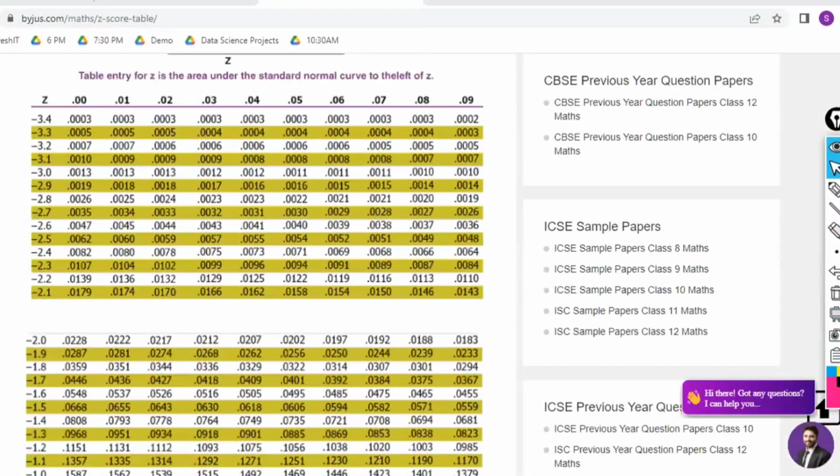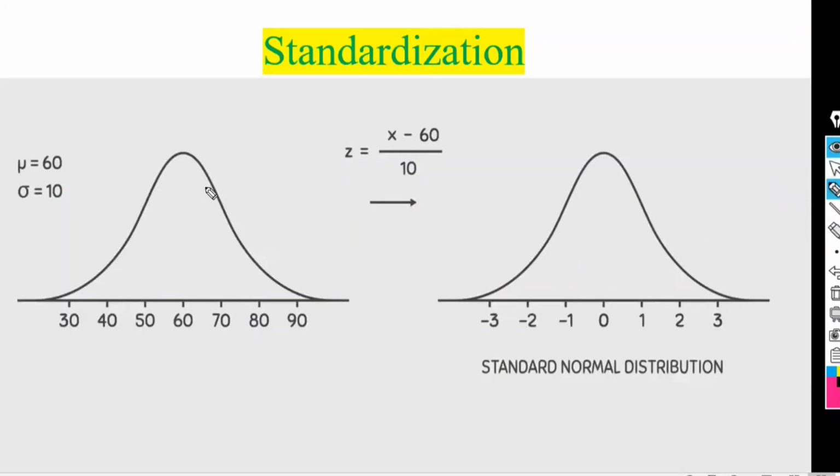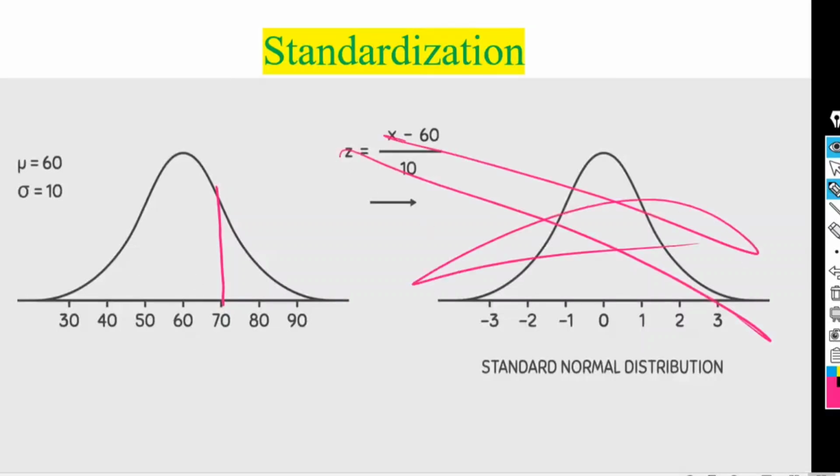Let me explain with an example. For example, you want to calculate the area under 70. Can anyone tell me the answer? Up to here this part is 50%, and from here to here it is 34. Total is 84%, which is nothing but 0.84.